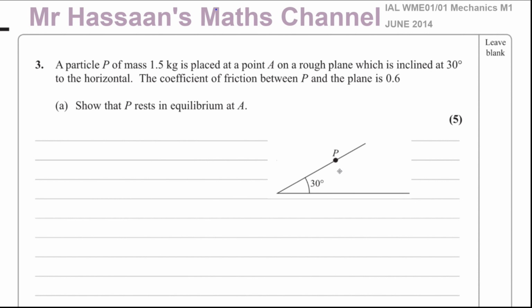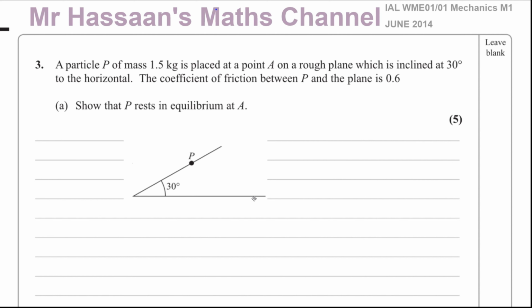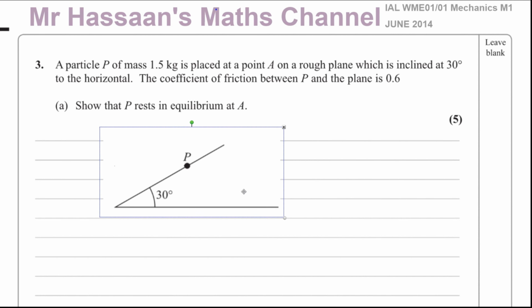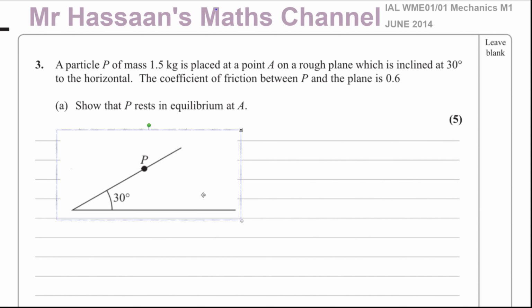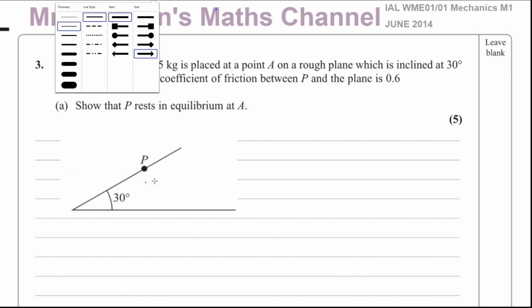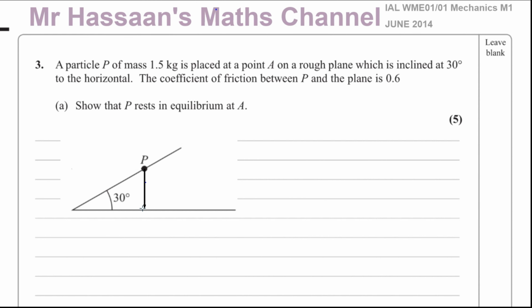So for this question, we need to make a clear force diagram. This is the point A where it's resting, and we have to show that it's going to stay at point A. So now I'm going to draw the forces acting on the particle. Of course, its weight acts vertically downwards always. So that's its weight, and its weight is 1.5 times g newtons. That's the weight acting vertically downwards.